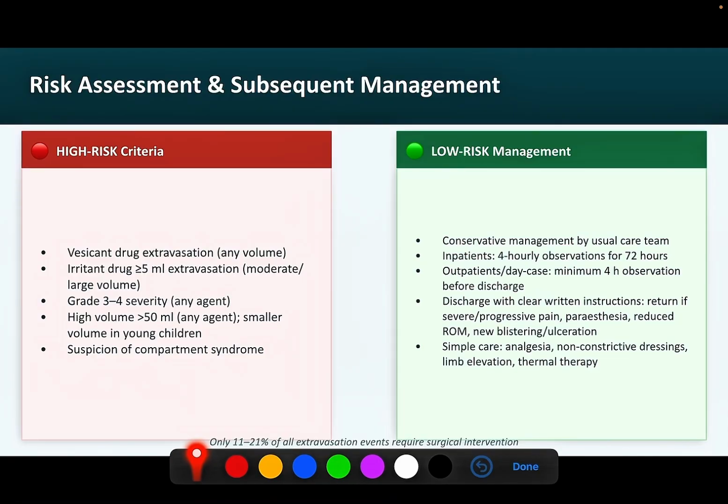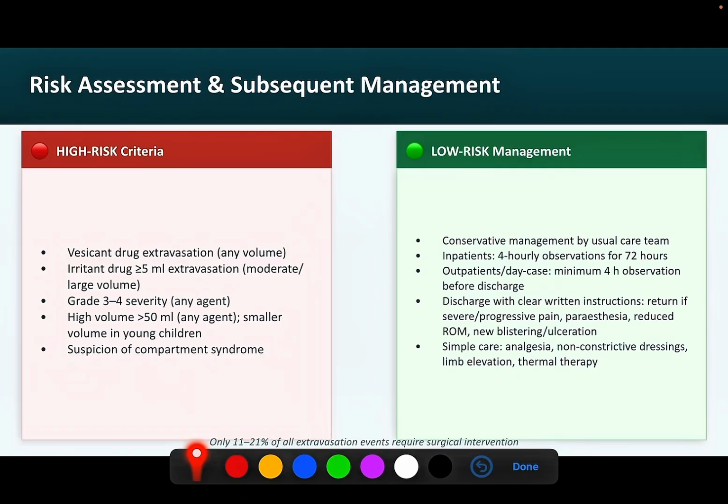We'll first look at the low-risk management. We can do conservative management by the usual team. If the patient is in care, we can monitor 4 hourly up to 72 hours. If it is outpatient or daycare surgery, minimum 4-hour observation before discharge. We have to discharge with clear written instructions in these patients: if there is severe progressive pain, paresthesia, reduced range of movements, new blistering or ulceration. And we should give analgesia, non-constrictive dressings, limb elevation, and thermal therapy.